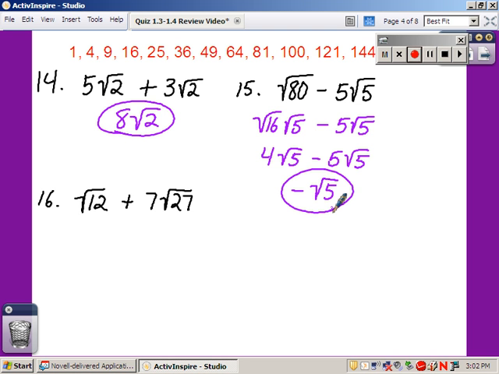So if you look at this one, I got a square root of 12 and a square root of 27. Actually, I think both of them can be simplified first. So let's work on square root of 12. Well, the only number that goes into that is 4, so I got square root of 4 and square root of 3. That's going to give me 2 square root of 3.